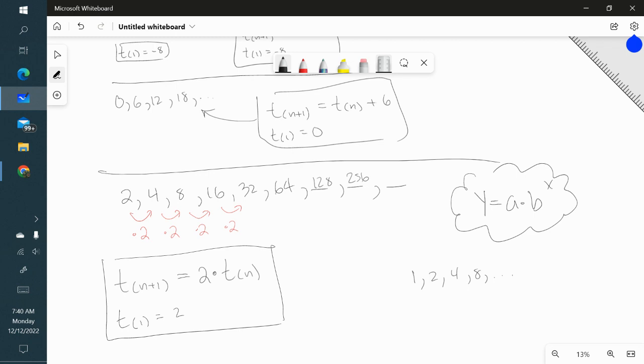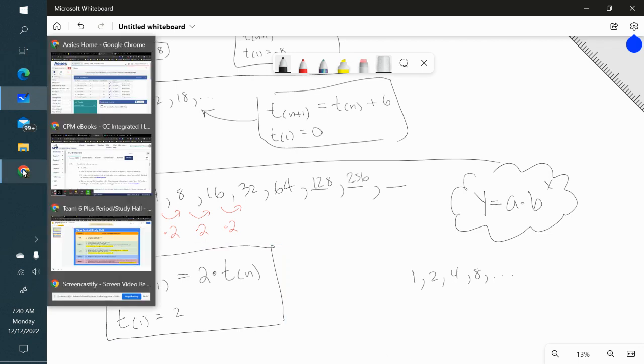All right, I'm going to call it quits there. Hopefully that gave you a little bit better understanding of the difference between explicit and recursive. All right, I hope that helped.